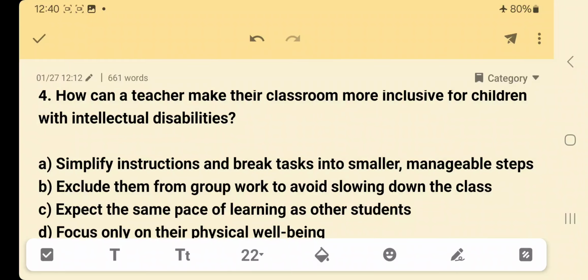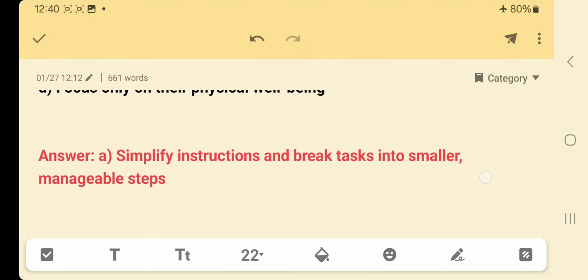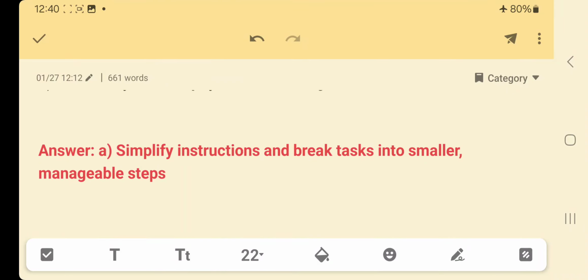Option B. Exclude them from group work to avoid slowing down the class. Option C. Expect the same pace of learning as other students. Option D. Focus only on their physical well-being. Answer. Option A. Simplify instructions and break tasks into smaller, manageable steps.